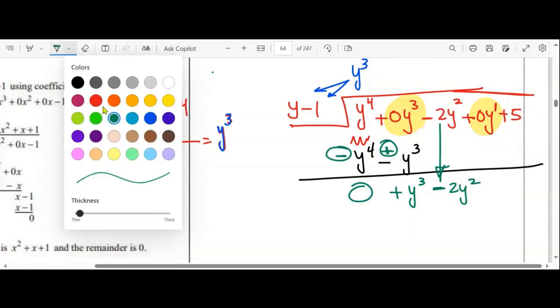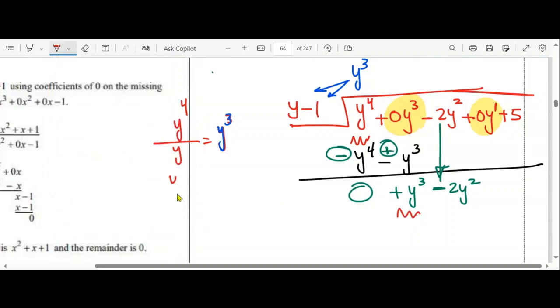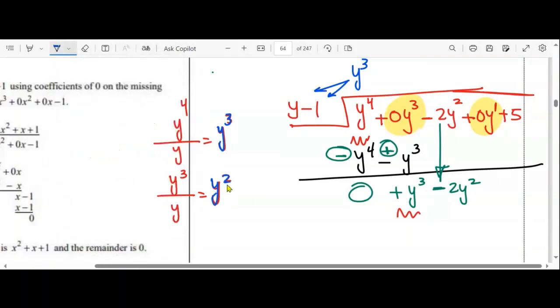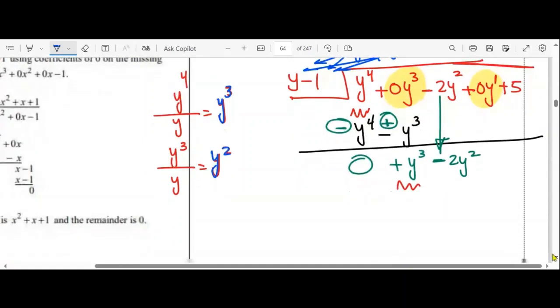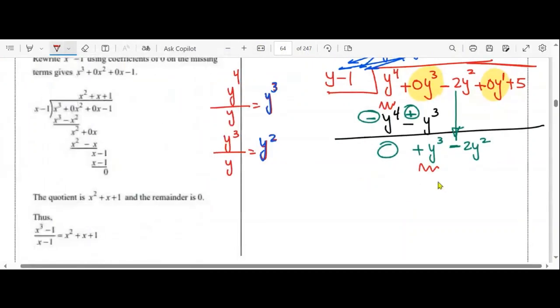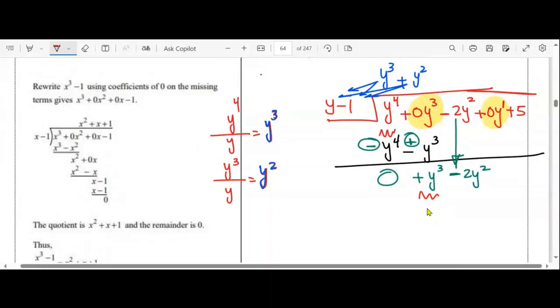Now you take the first term, divide by the first term. What's the first term here? 2y to the power of 3. Divide by what? Y. You get what? 2y squared, correct? Take the y squared, put it where? And then multiply how many times? 2 times. Yalla, what do you get? 2y to the power of 3 minus 4y squared. So you get y to the power of what? 3 and negative y squared, correct?